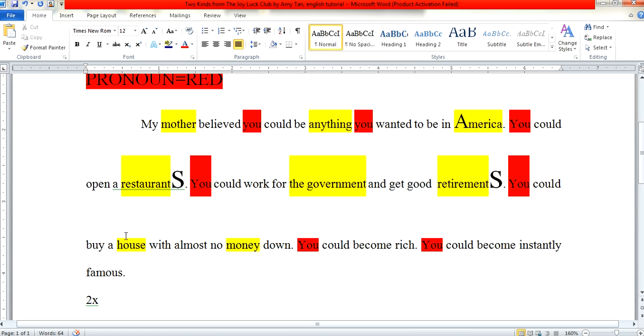Another countable noun is house. House can be a countable noun because it can exist in the plural. You just add an S, and you can just say a house. So it's a countable noun.